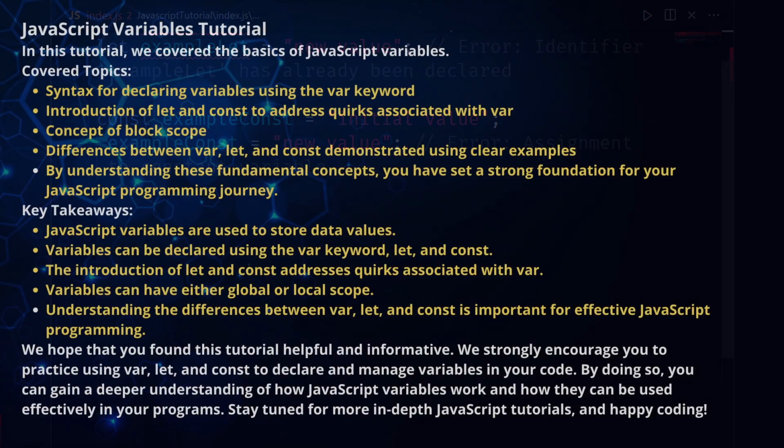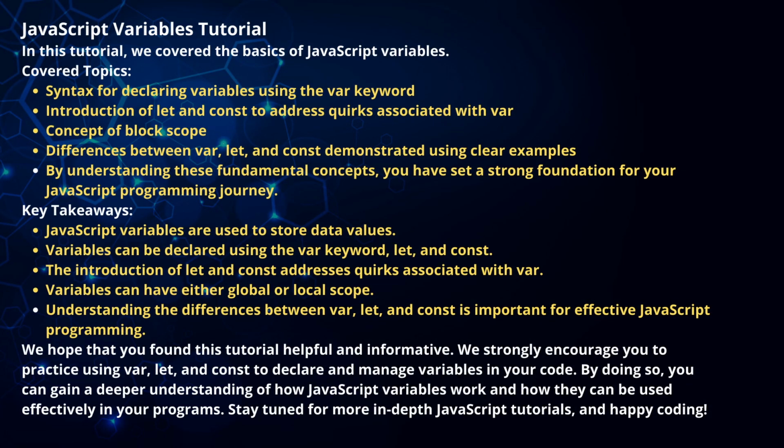So let's summarize what we learned so far. In this tutorial, we covered the basics of JavaScript variables, starting with the syntax for declaring variables using the var keyword. We then discussed the introduction of let and const, which were added to address some of the quirks associated with var. We explained the concept of block scope and demonstrated the differences between var, let, and const with clear examples. Now, by understanding these fundamental concepts, you've set a strong foundation for your JavaScript programming journey.